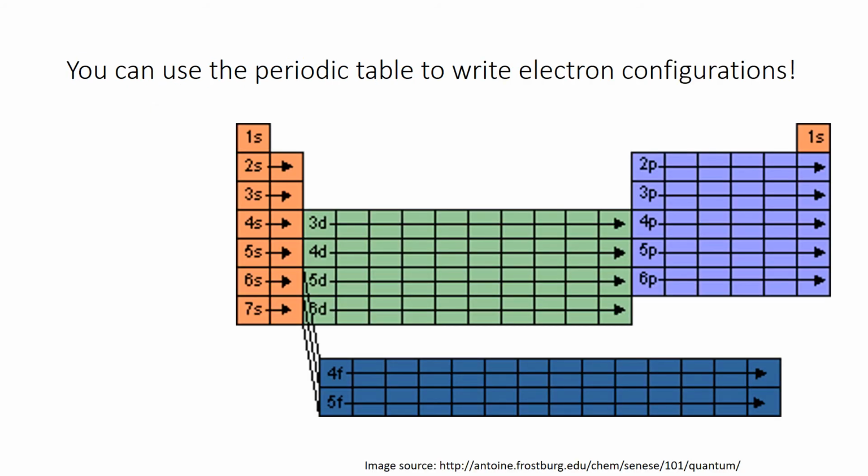Now, once you know this pattern to the periodic table, these sublevel blocks, you can actually write your electron configurations based just upon the position of the element on the periodic table. We don't need those orbital filling diagrams anymore.